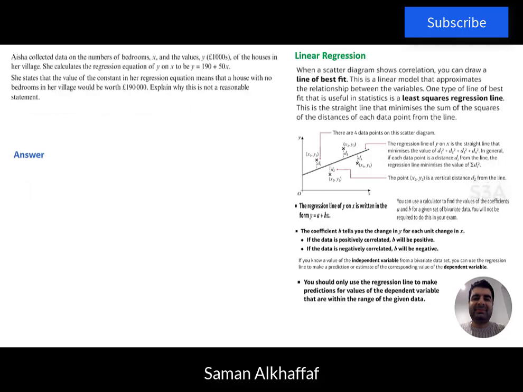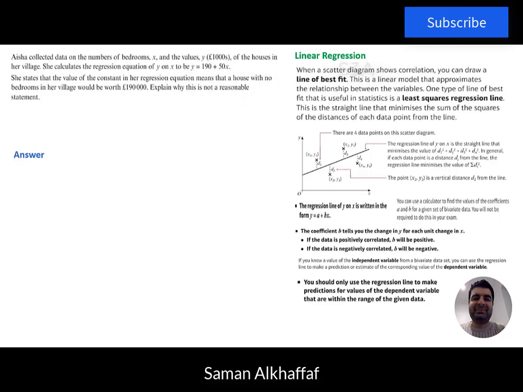In this example, Aisha collected data on the number of bedrooms X and the values Y, in thousands, of the houses in her village. She calculates the regression equation of Y on X to be Y equals 190 plus 50X. She states that the value of the constant in her regression equation means that a house with no bedrooms in her village would be worth 190,000. Explain why this is not a reasonable statement.